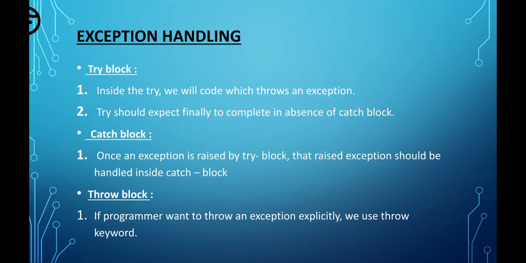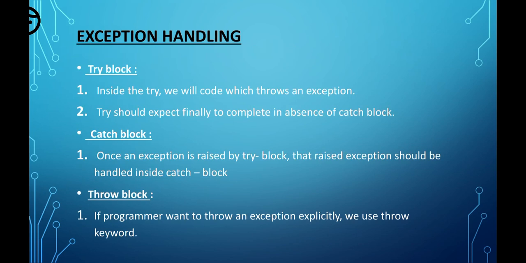Firstly, what about the try block? Inside the try we will write code which throws an exception. Try should expect finally to complete in the absence of catch blocks. So try will find wherever the error occurred. Next, it needs the finally keyword to complete in the absence of a catch block. Finally is used for a specific block to be executed, so it doesn't interrupt the whole program; it gets executed as a particular part of the program.